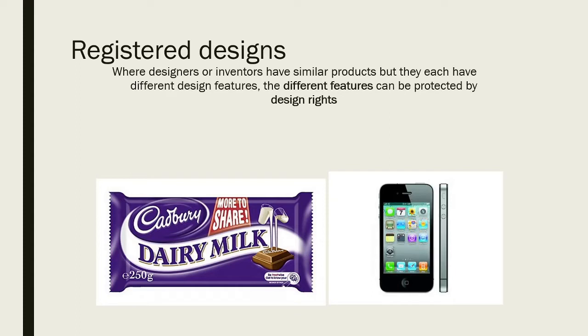What this is for, particularly if there are loads and loads of the same type of product, is that you can't just cover the whole thing and stop everyone else from making it. You'd have to take one particular feature and say, right, fine, we're all going to have similar products, but this particular feature makes mine unique.